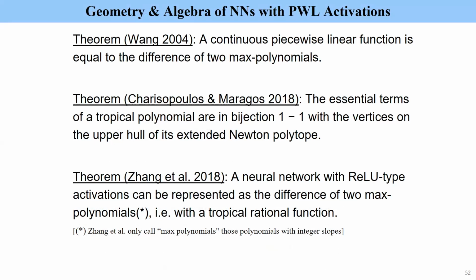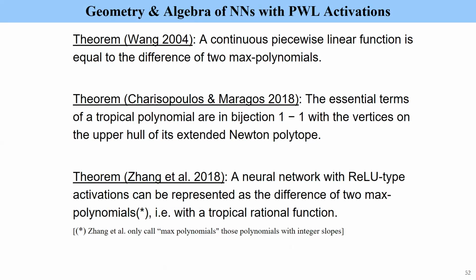In conclusion, these are some theoretical results that will be useful later on. Any continuous piecewise linear function is equal to the difference of two max polynomials.